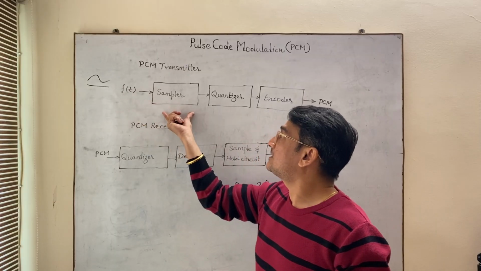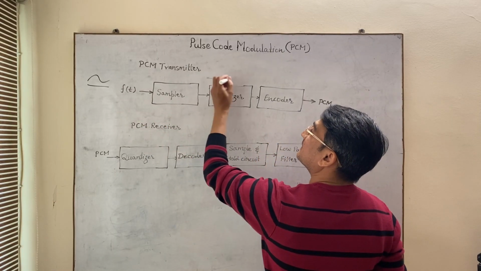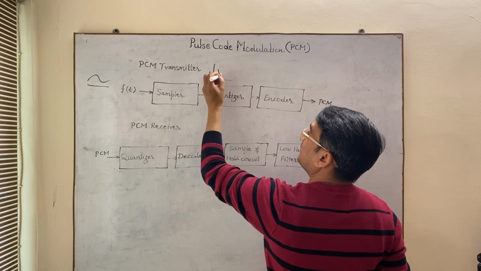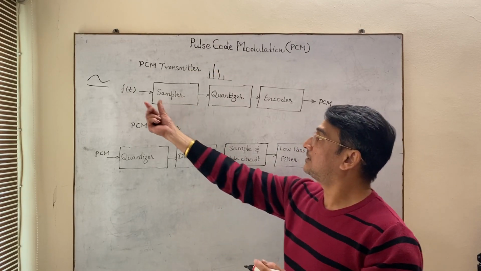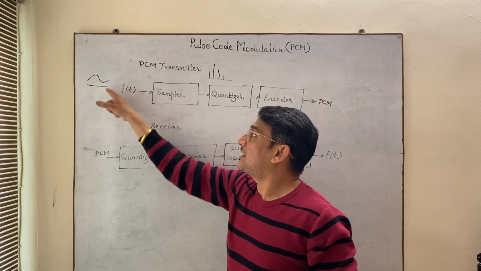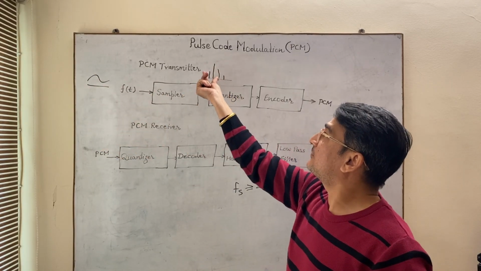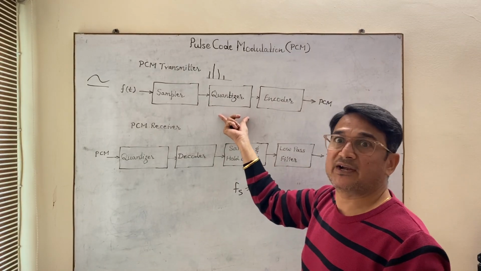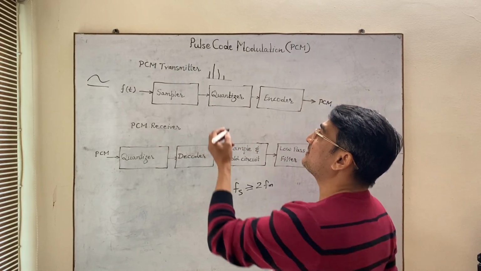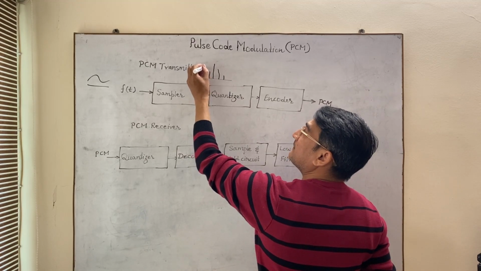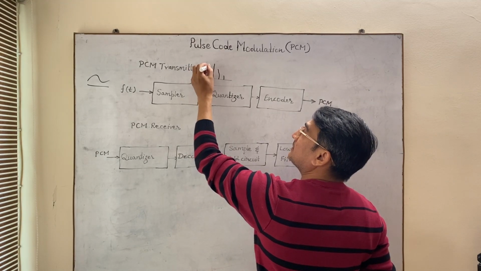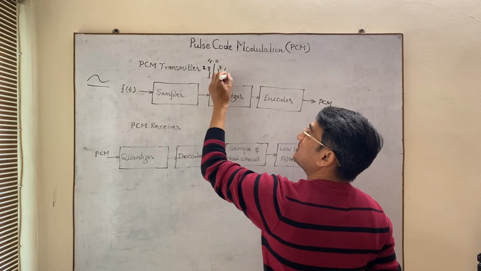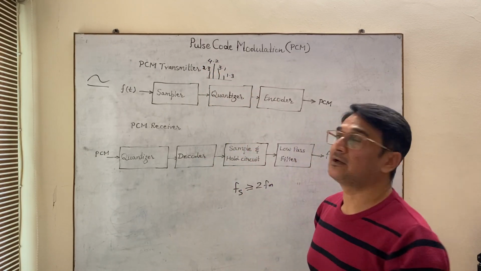Then this signal is given to the sampler. The sampler circuit will give the various samples according to the amplitude of the modulating signal. As the modulating signal amplitude varies, the samples also will be of various amplitudes. Then this signal is given to the quantizer circuit. Now the samples which we are getting are of exact value. Let us say this is 2.3, this is 4.2, this is 3.1, this is 1.3.